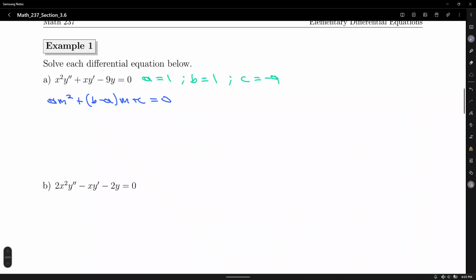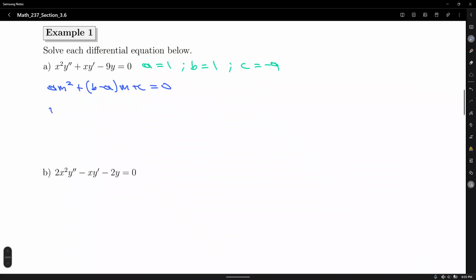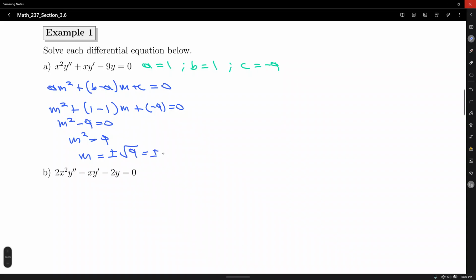All right, so let's solve this equation. That'll be a, which is 1, m squared, plus b, which is 1, minus a, which is also 1, m, plus c, which is negative 9, equal to 0. So this will be m squared, 1 minus 1, that's 0, so that term goes away, plus negative 9, that is minus 9, and let that be equal to 0. Actually, we can solve this quadratic equation using the square root property. That is m equals plus or minus the square root of 9, which is plus or minus 3.